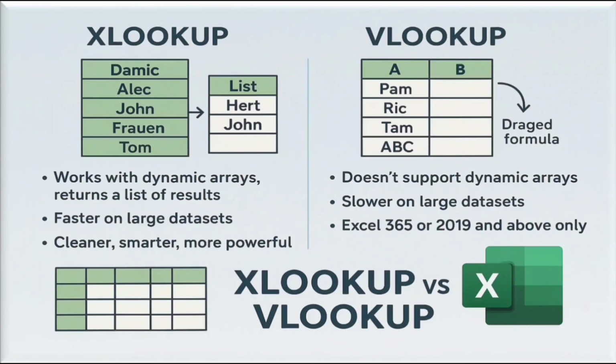Fourth, spill support. XLOOKUP works beautifully with Excel's dynamic arrays. That means if you feed it a list, it'll automatically return a list of results. VLOOKUP doesn't support this. You'd have to drag the formula manually. In large datasets, VLOOKUP tends to be slower, especially when you are doing hundreds or thousands of lookups, while XLOOKUP is built on a more optimized engine and is faster in real-time analysis.